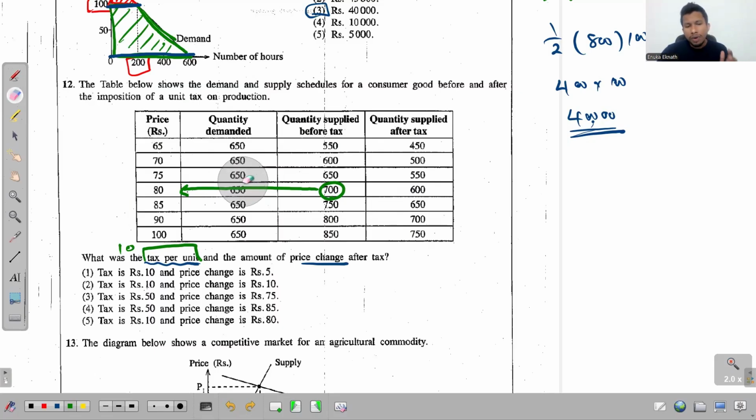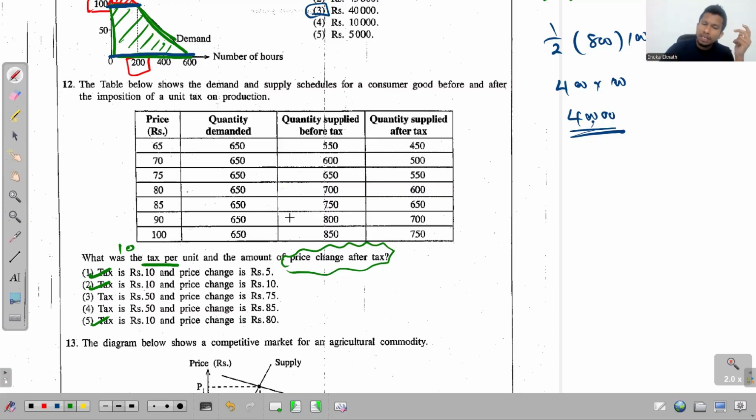Okay, so that is just one part of this question. Now we found the amount of the per unit tax. And so our answer has to be either this, or if not this, the fifth one. But see, they ask us to recognize the amount of price change after tax. I will first tell you two stories. Let's listen to the first story.